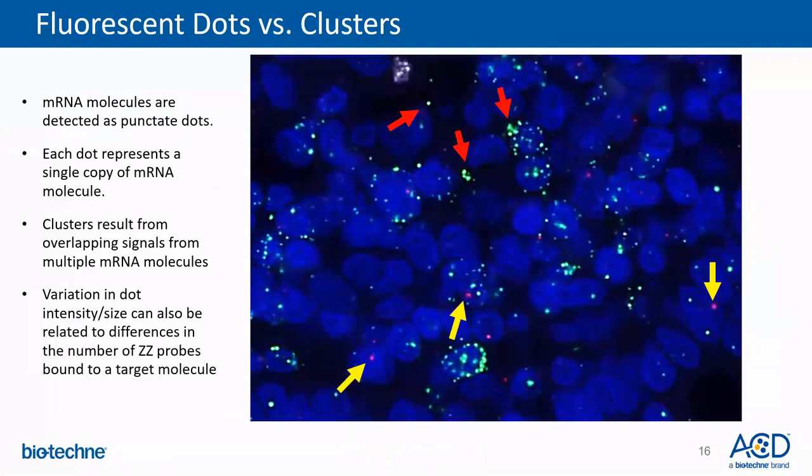The same concept also applies to the RNAscope multiplex fluorescent assay. One dot represents a single copy of mRNA molecule. This red arrow is pointing to a cluster of individual signal dots. We usually refer to these clusters as transcriptional hotspots.